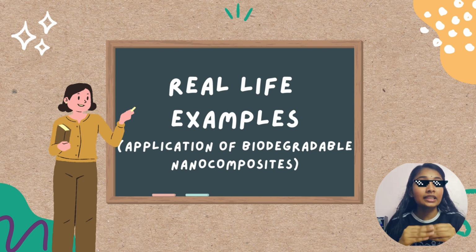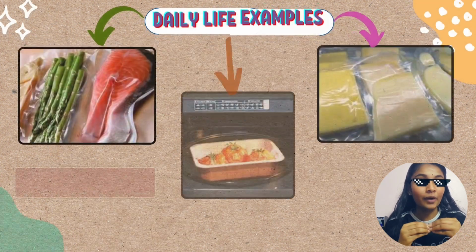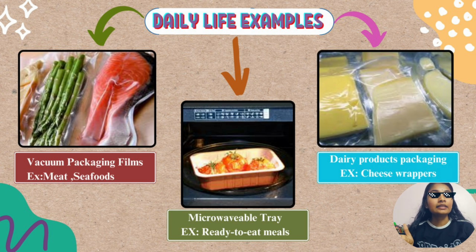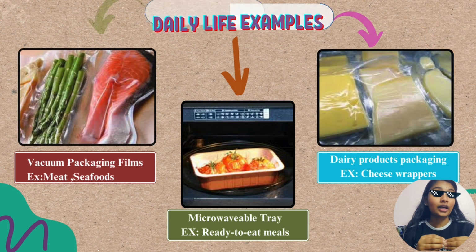There are some real-life examples for the application of biodegradable nanocomposite food packaging. For example, vacuum packaging films that are used for vacuum packaging of meat and seafood. And secondly, ready-to-eat meals like microwavable trays. And thirdly, dairy products packaging.